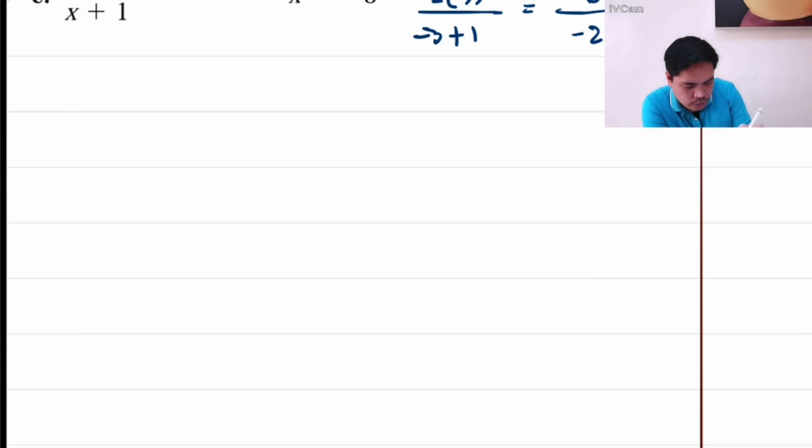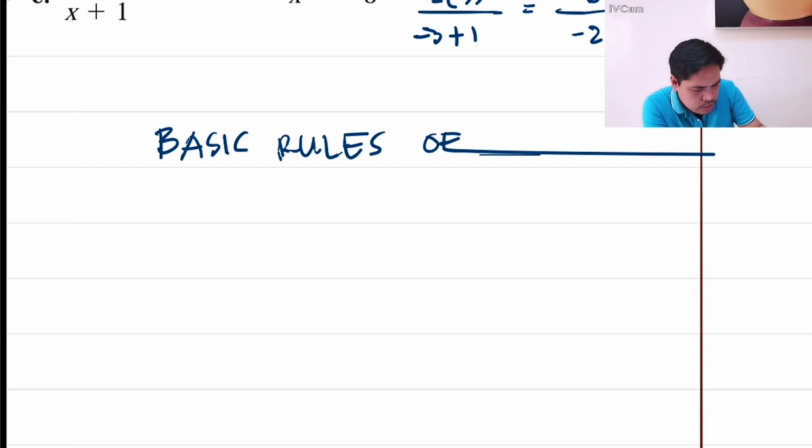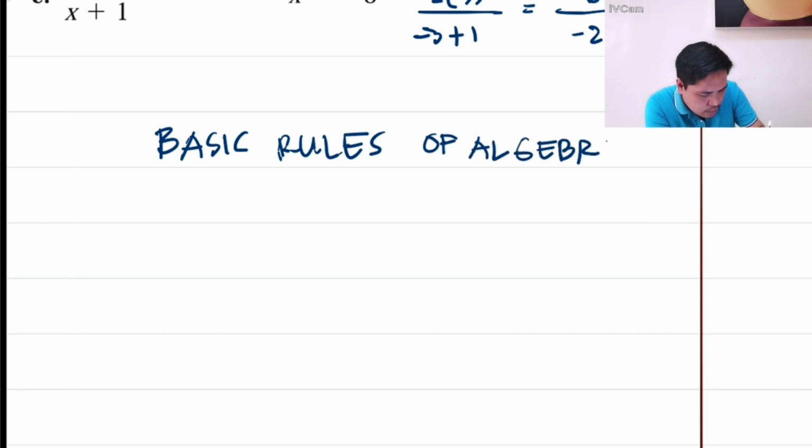Proceed. So for our next topic, we'll tackle the basic rules of algebra. The basic rules of algebra.